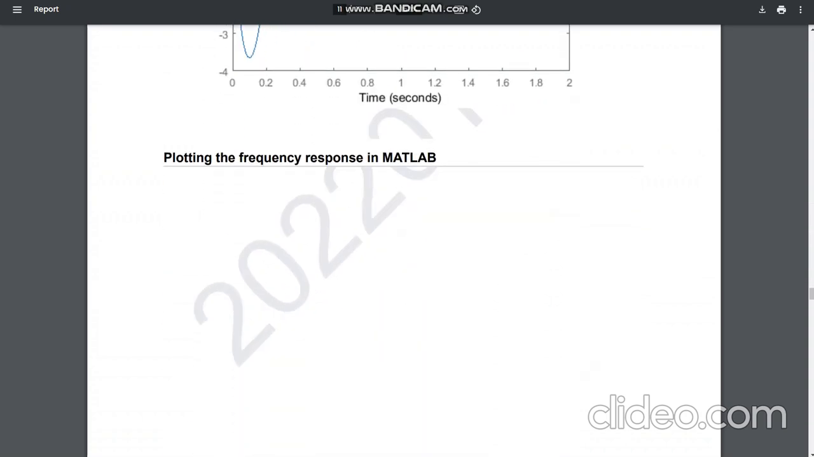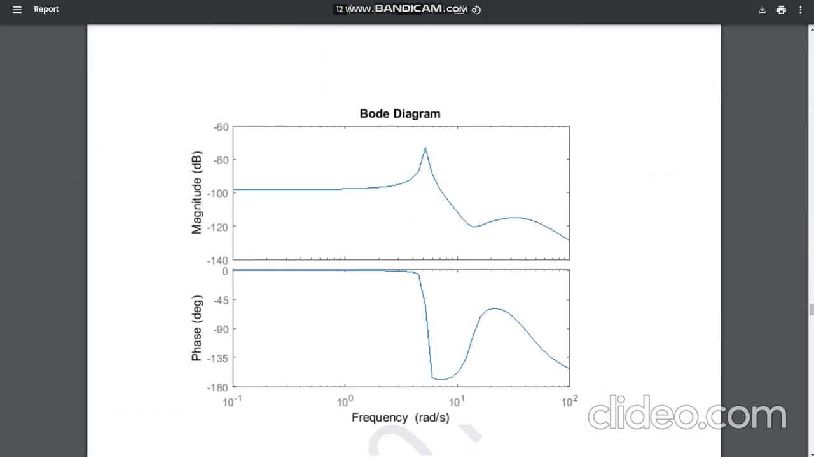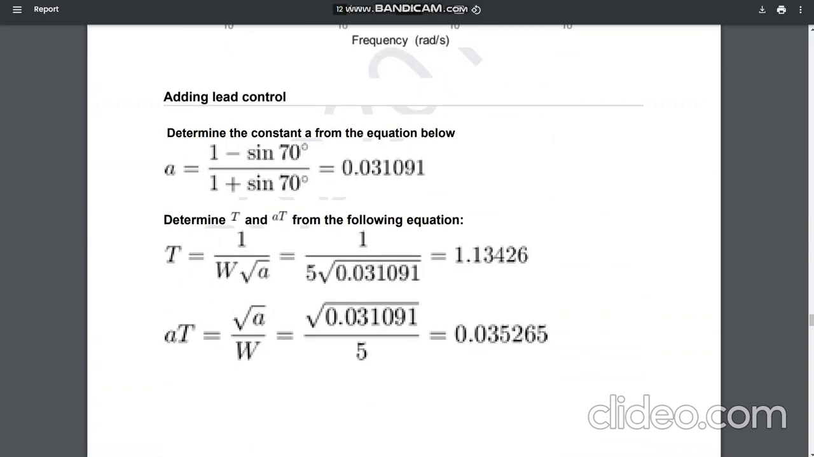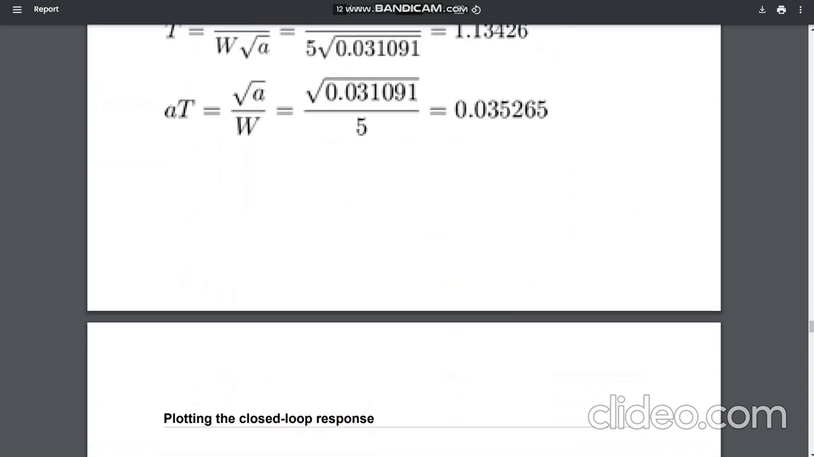The frequency response in the MATLAB plot is like the Bode plot, with the magnitude in dB versus frequency graph and the phase versus frequency graph like this. After adding a lead controller, we determine the constants from the equation below. After solving the equation, the value of a is 0.031, and T and aT follow the equations: T equals 1 over w root a, and aT equals root a over w.